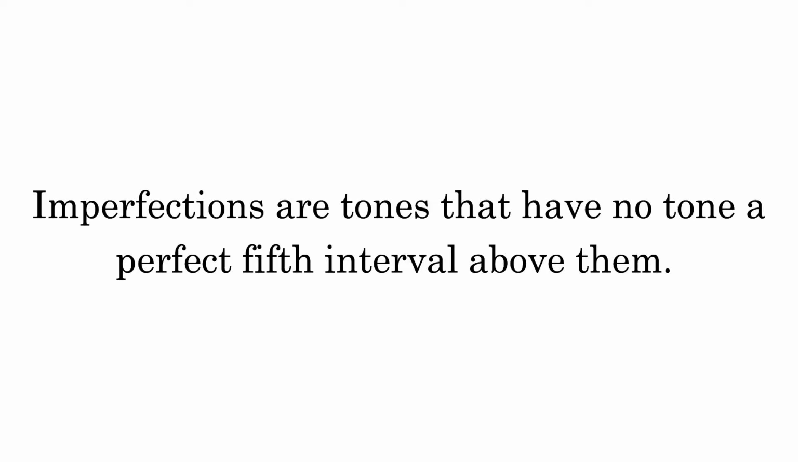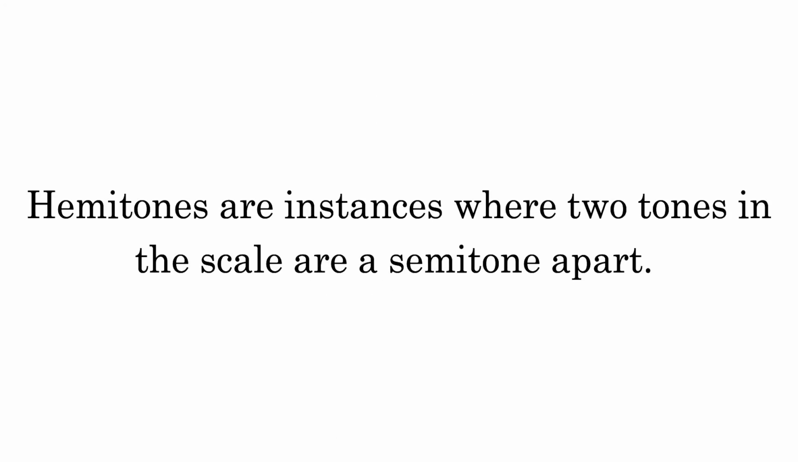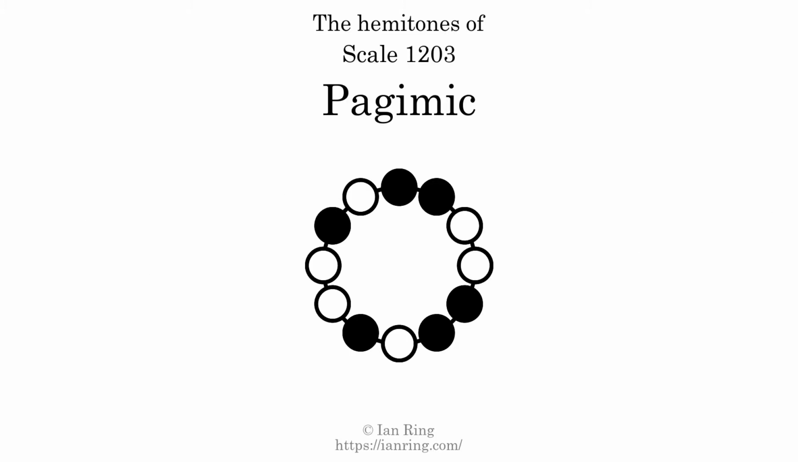Imperfections are tones that have no tone a perfect fifth interval above them. This scale has 3 imperfections. They are at positions here, here, and here. Hemitones are instances where 2 tones in the scale are a semitone apart. This scale has 2 hemitones. They are at positions here and here.